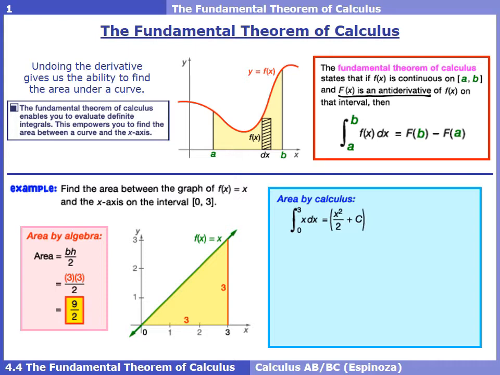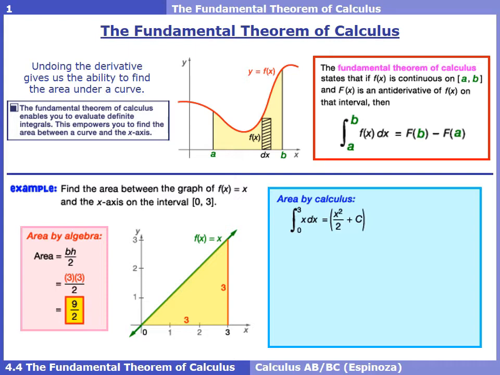So first thing we need to do is set this integral up. We're trying to find the area, which I hope you equate to taking an integral. We want to find the area under the curve of x from 0 to 3. So the first thing we have to do is set up this integral. Once we have that set up, we know that the integral of x is x squared over 2, and then we can't forget that plus c.